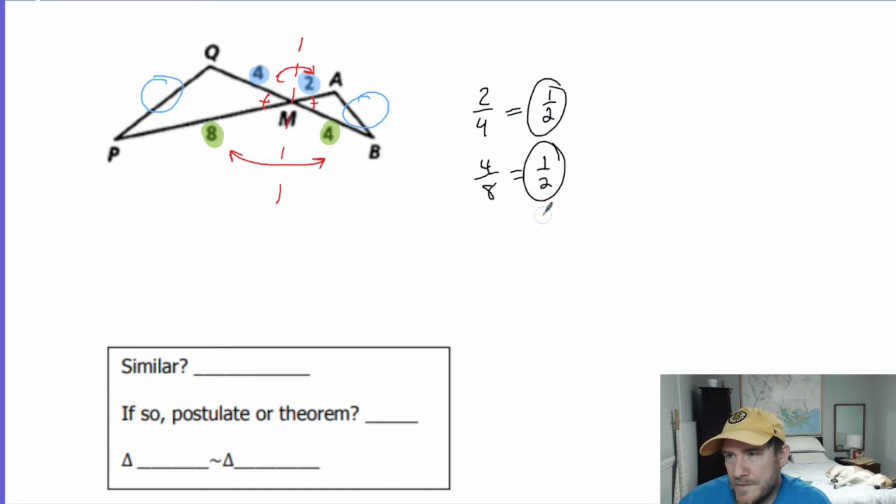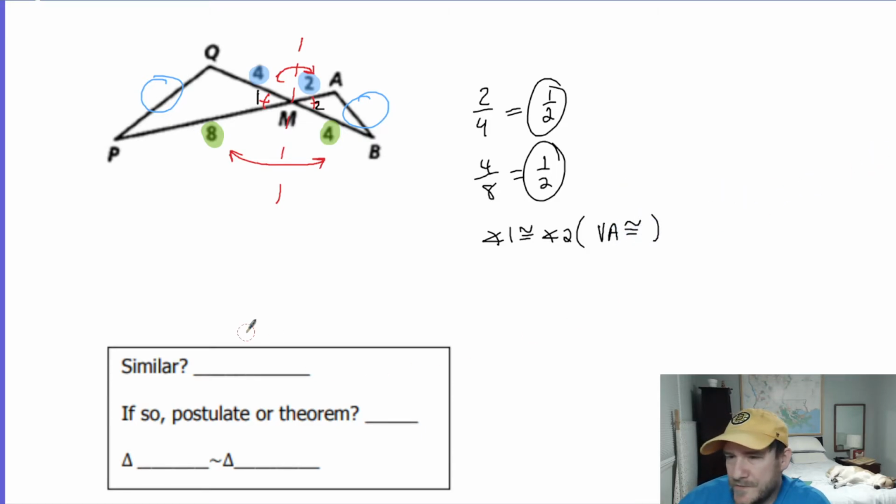And then you should probably also mention that angle QMP is congruent to angle AMB by vertical angles theorem. I don't like that. I'm just going to put a 1 here and a 2 here, so I can more easily just say angle 1 is congruent to angle 2. And we can abbreviate that it's by the vertical angles theorem, or because vertical angles are congruent.